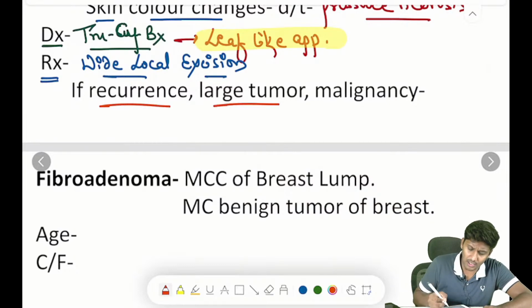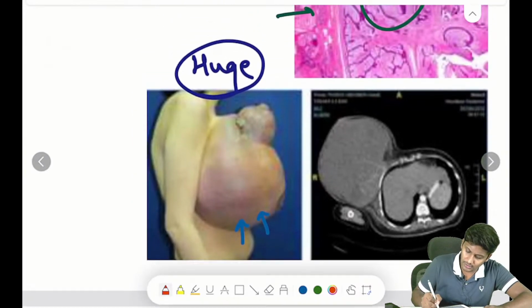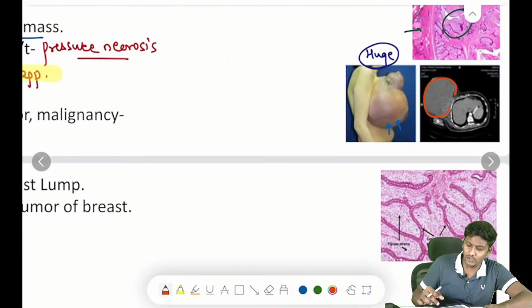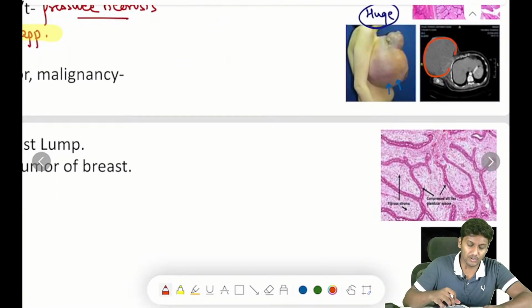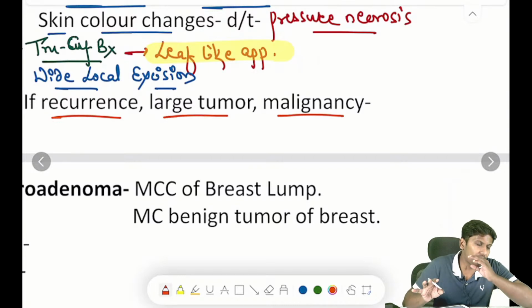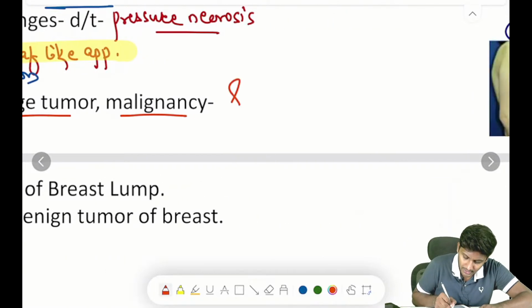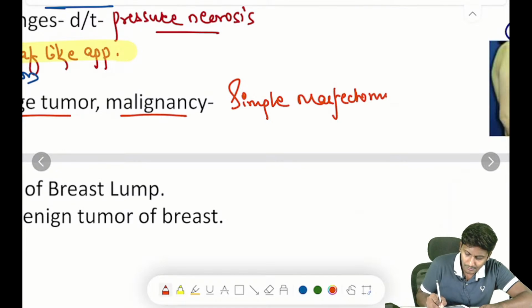Second, if it is a large phylloides tumor, very huge, as you can see in the picture. Can you see on this CT as well? There's a huge phylloides tumor. And third, if it is a case of malignancy. As I've told you, 10% of phylloides cases can be malignant as well. So in these conditions, where there is recurrence, a large tumor or a malignancy, you can go for a simple mastectomy.